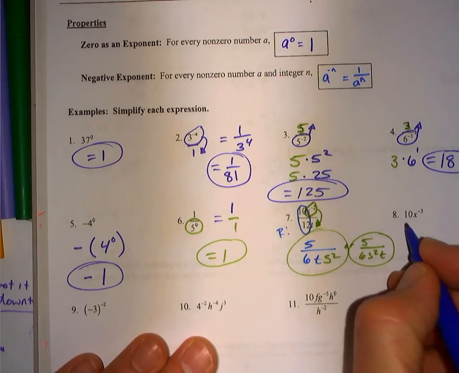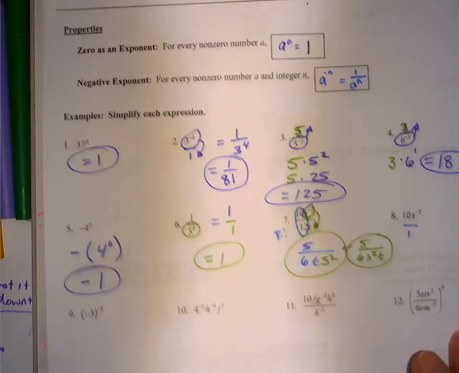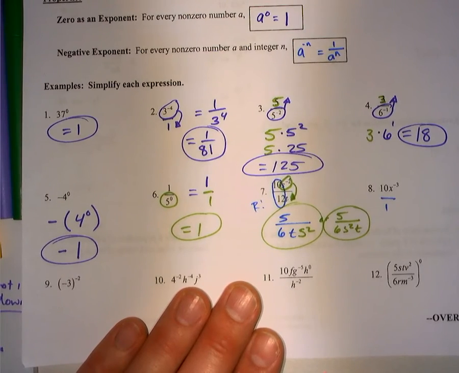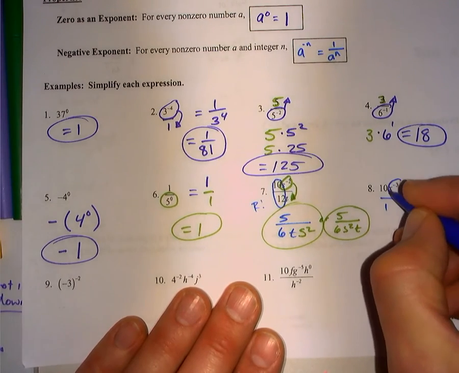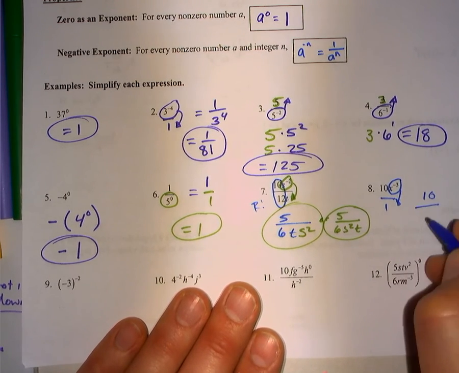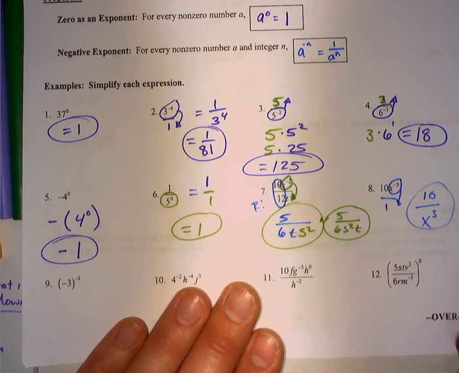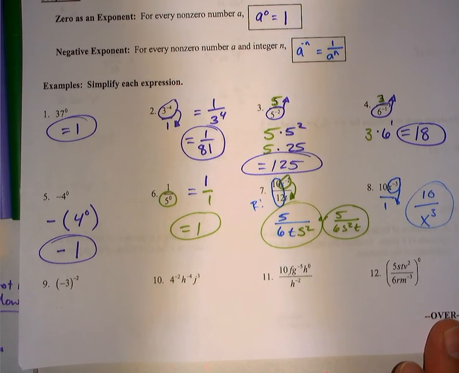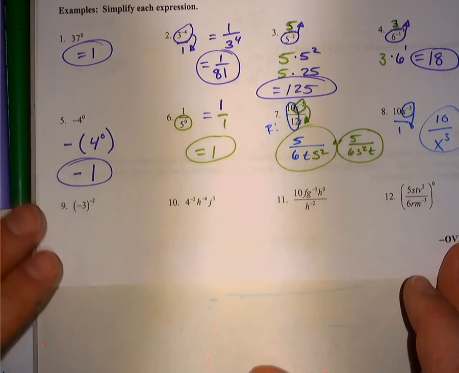All right. So we take a look at the next one. I've got 10x to the negative third. The 10 doesn't reduce at all. Think of this as over 1. Only thing that moves is this guy right here. I end up with 10 on top and x cubed on the bottom. So final answer, 10 and then x cubed. All right, we got a couple more left.